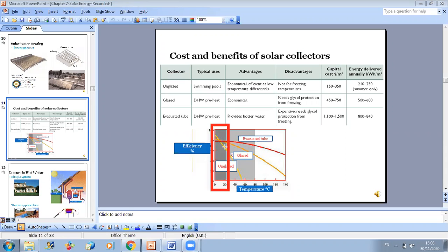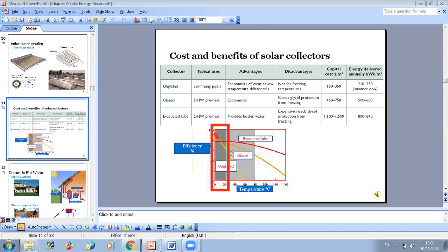This yellow part, this graph, is for the unglazed type. As you can see between the three curves, for small temperatures, the most efficient one is the unglazed, because as we have seen together, we need just to increase the temperature by a small amount, like for the swimming pool. So at small temperature, this type will present the best efficiency among the three.